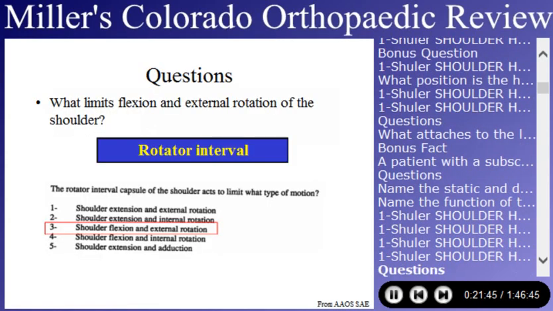What limits flexion and external rotation? This is becoming a testable item now. This is something that I probably wouldn't have got when I took my boards. It's the rotator interval. Rotator interval, capsular shoulder, acts to limit what type of motion? Shown there. Shoulder flexion and external rotation.